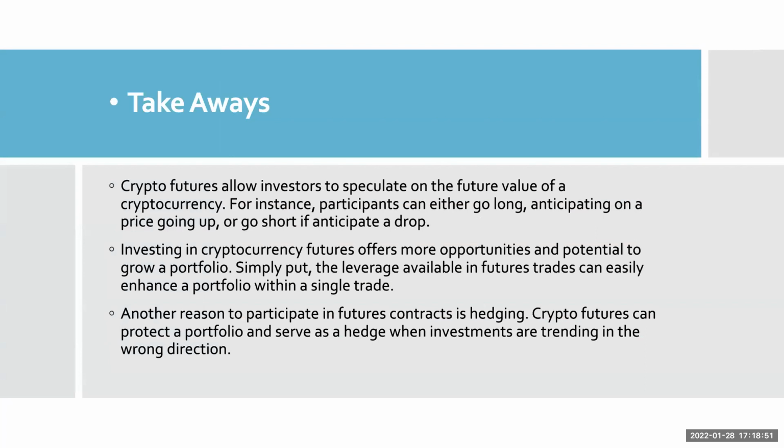Some takeaways from this class, right? Crypto futures allow investors to speculate on the future value of the cryptocurrency. For instance, a participant can either go long, anticipating the price going up, or go short if they anticipate a drop. So when you trade crypto, you have 2 ways you can go. You can either go long, or you can go short. When you go long, you think the crypto is going to go up. When you go short, you think the crypto is going to go down.